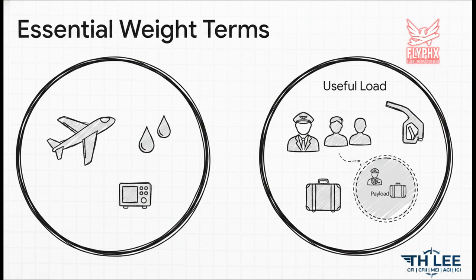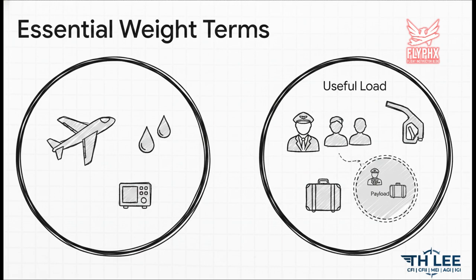Now, when you subtract that basic empty weight from your absolute maximum allowable gross weight, you get your useful load. You also need to know zero fuel weight, which is exactly what it sounds like, the loaded plane without usable fuel. Then there's max ramp weight, which is what you're allowed to weigh while taxiing, and the ultra-critical max takeoff weight. That is the absolute hard limit before you start your takeoff roll.